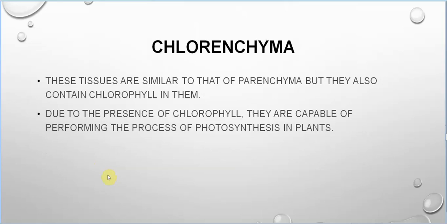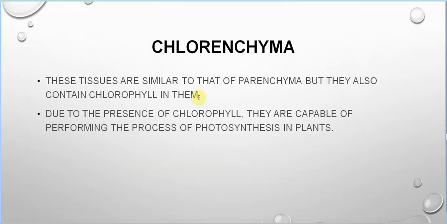The next comes Chlorenchyma. Now these tissues are similar to that of parenchyma, but they also contain chlorophyll in them. These tissues are very similar to parenchyma, but what is the difference? What is making its name completely different from parenchyma is the presence of chlorophyll in these tissues. Parenchyma does not contain chlorophyll, but Chlorenchyma contains chlorophyll.